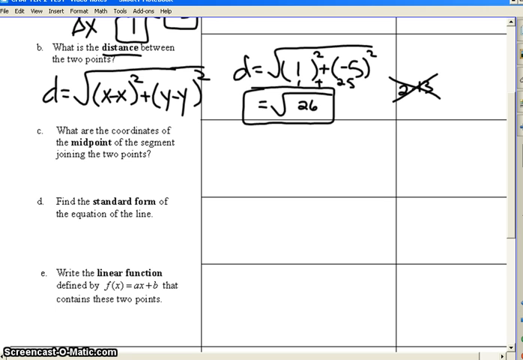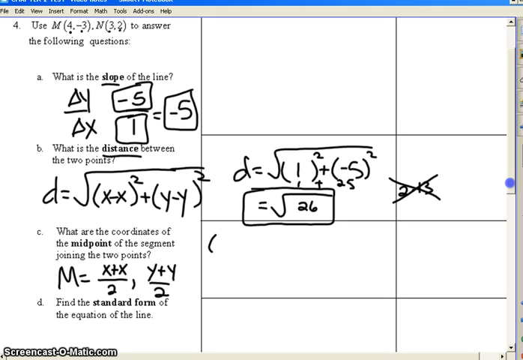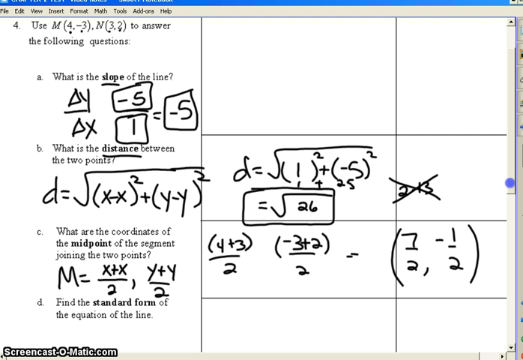What are the coordinates of the midpoint of the segment joining the 2 points? Midpoint is going to be the average between the 2 x coordinates, the average between the 2 y coordinates. 4 plus 3 divided by 2, and negative 3 plus 2 divided by 2. That's going to be 7/2, comma, negative 1/2. That is the ordered pair that represents the midpoint.